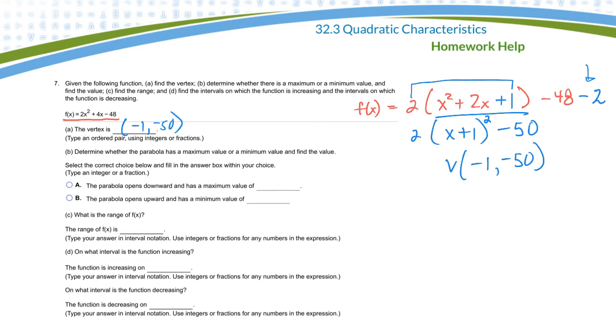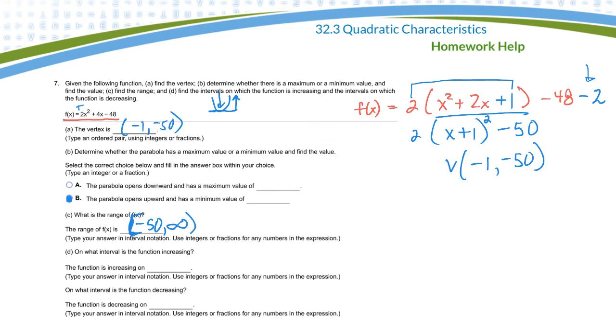Determine whether the function has a maximum or minimum. Since this is positive, it opens up, so there'll be a minimum value. Yep. What is the range? So the range would be from here up, and that lowest point is minus 50. So the range in interval notation: the smallest number you can get is minus 50, and the highest number will be positive infinity. Now, it can get to minus 50, so I should put a square bracket on that one.